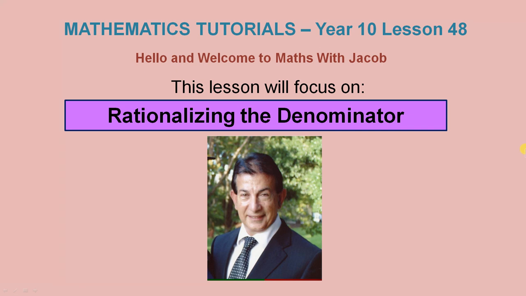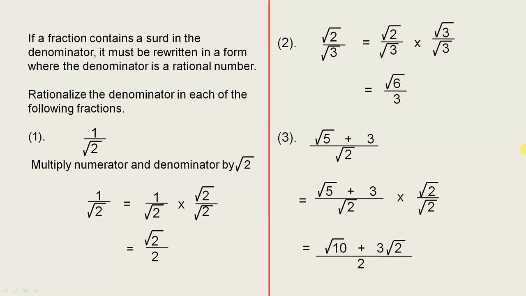This lesson will focus on rationalizing the denominator. If a fraction contains a surd in the denominator, it must be rewritten in a form where the denominator is a rational number. Let's see how this is done with the following three examples. Rationalize the denominator in each of the following fractions.